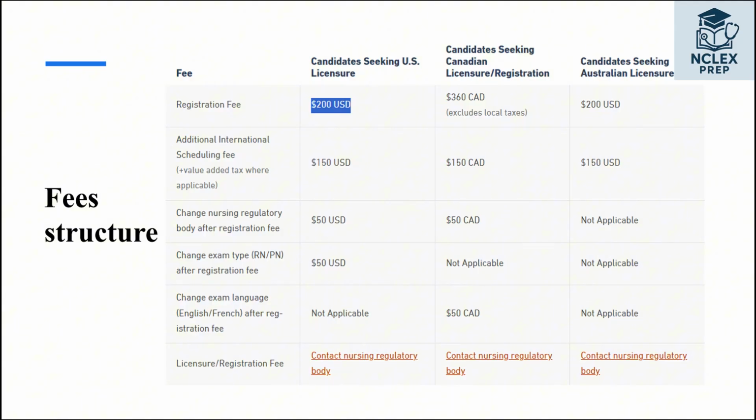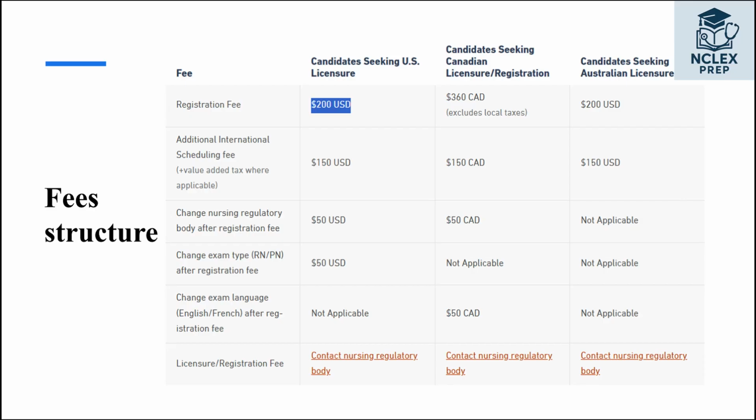So here comes the main part of the examination, that is the fee structure, which is shown for three countries: US, Canada and Australia. According to me, the fee structure remains similar for two countries, the US and Australia. As we can see, it is similar, 200 USD in both countries. But for Canada, it is 360 Canadian dollars: as a resident of Canada, you need to pay 360 Canadian dollars for the registration of the NCLEX-RN.